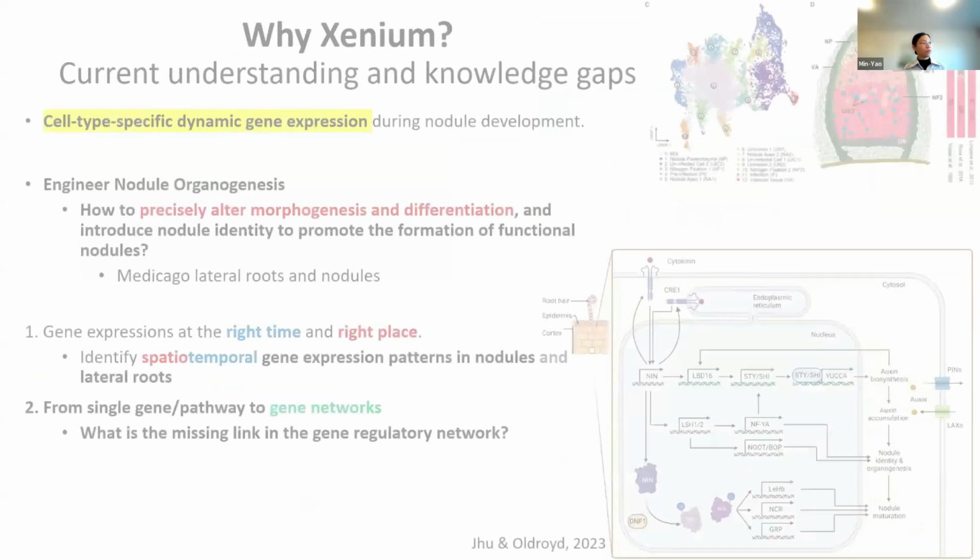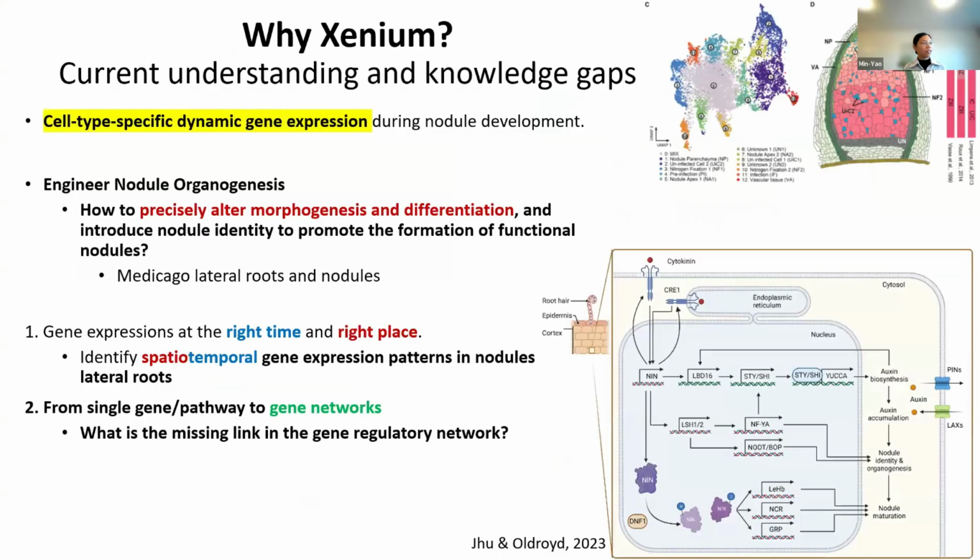So why do we need to use spatial transcriptome technology? In terms of understanding nodule development, where and when genes are expressed, and their spatial context, is very important to understand their developmental trajectory. From an engineering perspective, it is equally important because, as also mentioned in the previous talk, constitutive overexpression or a knockout mutant is a good tool to help you understand gene function.